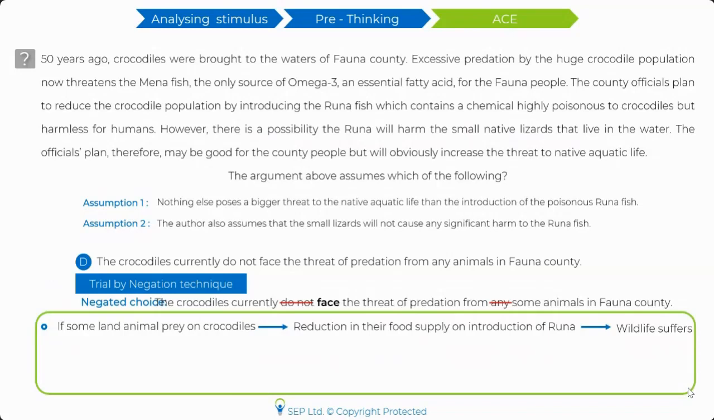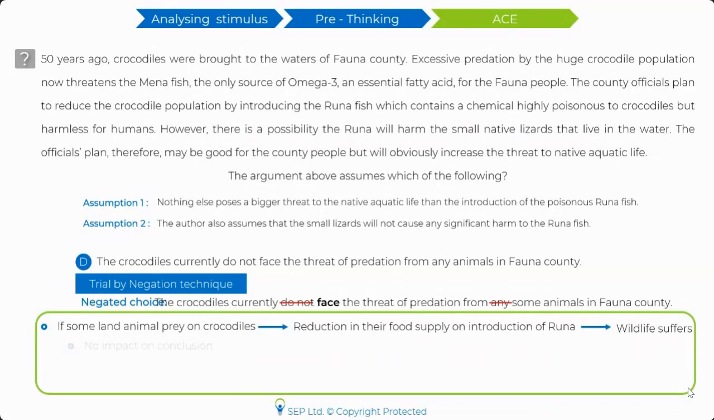If some land animal is eating up the crocodiles, what happens is this: there is a reduction in their food supply on the introduction of Runa. So if these land animals are eating crocodiles, and if the Runa is introduced, then the crocodiles will die. So the land animals will fall short of their food, and in that case the wildlife will suffer.